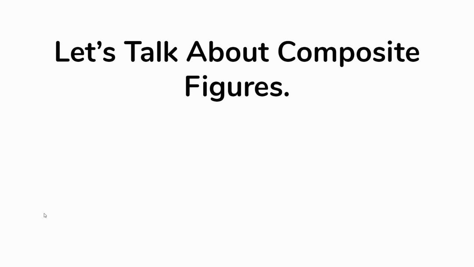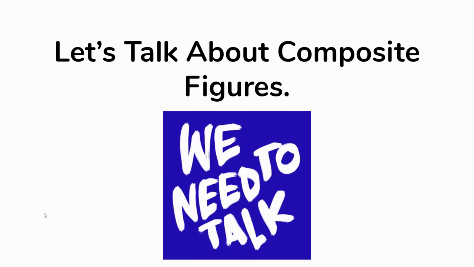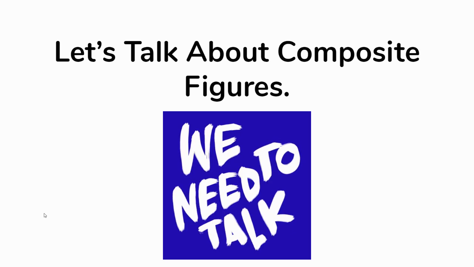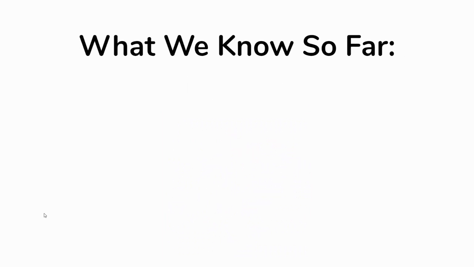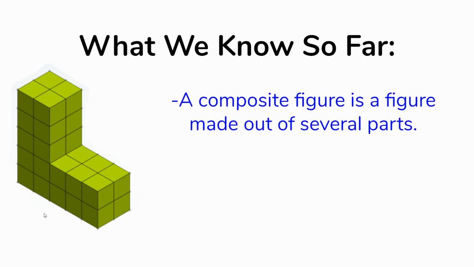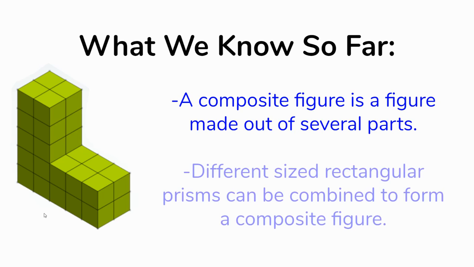So now that we've done some basic rectangular prisms, it's time for us to talk about composite figures, and we definitely need to talk about it. So here's what we know so far. We know that a composite figure is a figure that's made out of several parts, and that different size rectangular prisms can be combined to form a composite figure.